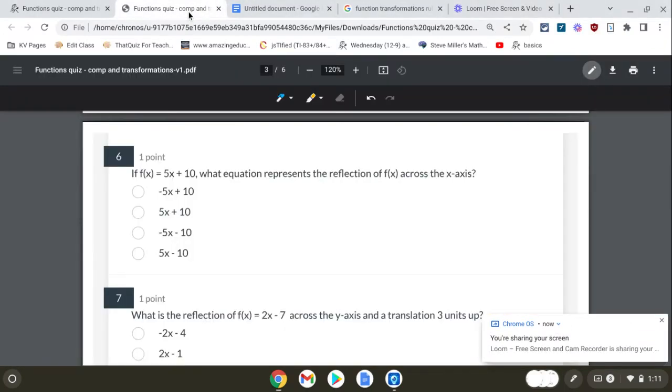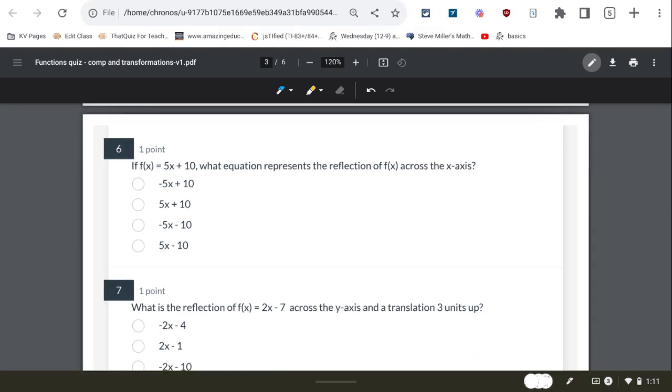Okay, so for this one, we have f of x equals 5x plus 10, and we want to know what this equation would be if we were to flip it across the x-axis. All right, so the function notation for how to do that is negative f of x, so that's what we need to find.